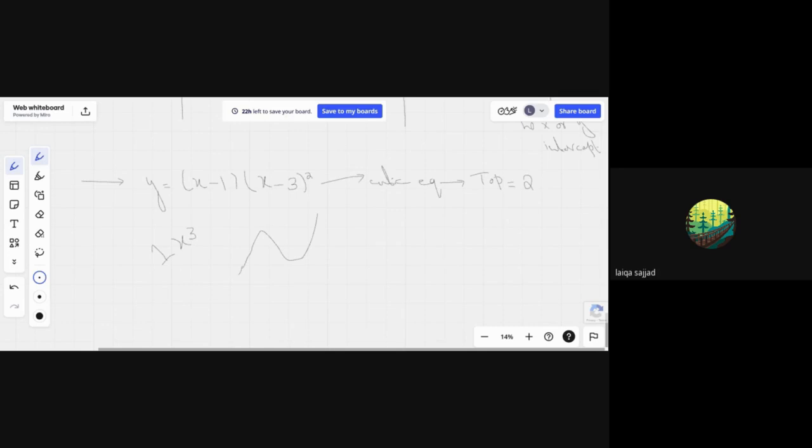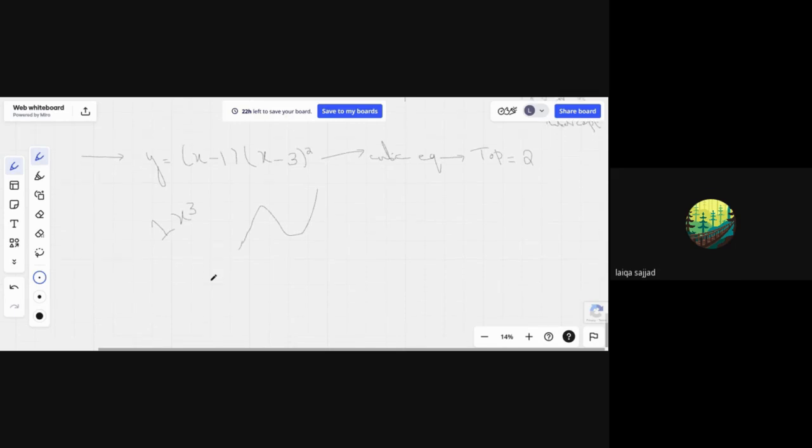Now, at what points will our graph cut the x-axis?